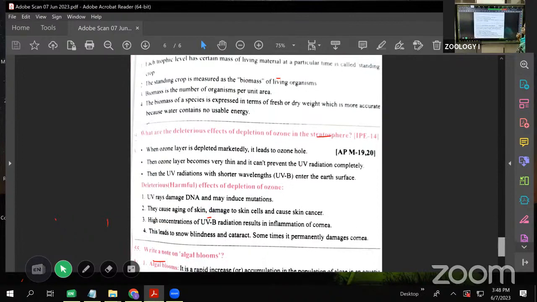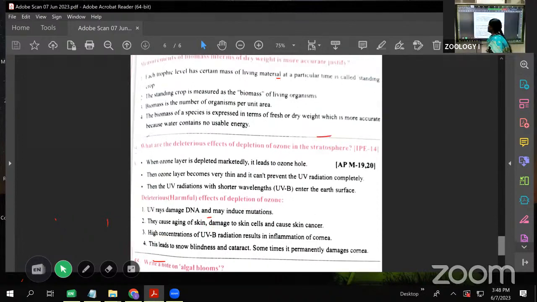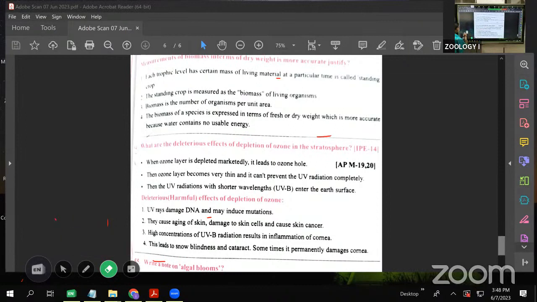Last answer. This one is called ozone depletion in this lesson. This one is the last question. All of you know this one: ozone depletion, the deleterious effects of the depletion of the ozone in the stratosphere. What are the effects? The depletion of the ozone we are going to discuss.